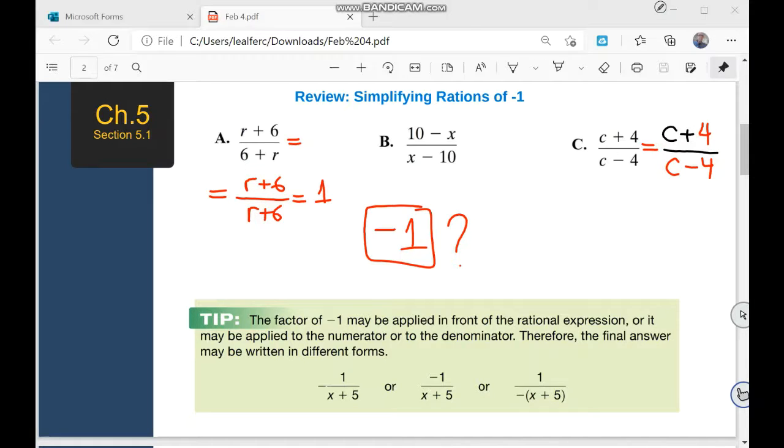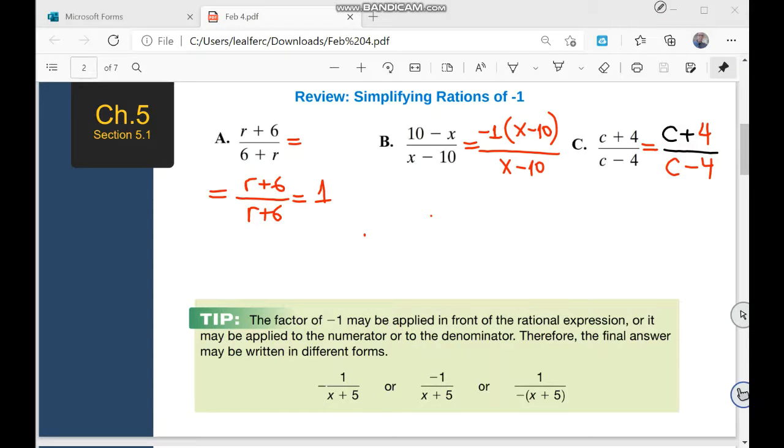Now B, yes. The right option is going to be letter B. Check this. Because we can factor out -1, we can write -1 times x minus 10 over x minus 10, and cancel x minus 10 with x minus 10, and you have equals -1. The right option, letter B.